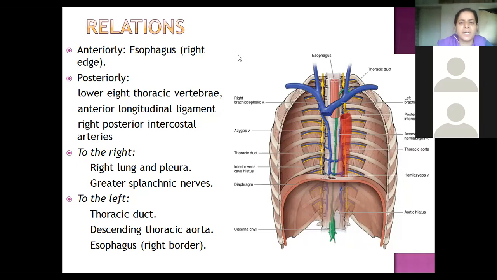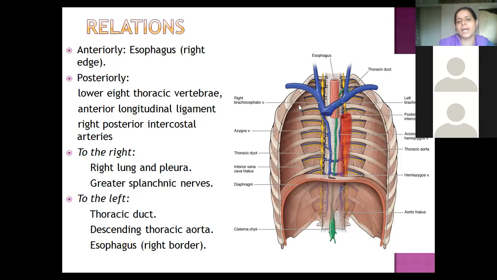So what are the various relations now? When you see the azygous system, in front, what are we finding? This tube you are finding, that is the esophagus. Posteriorly, that means if we remove this azygous system of veins, behind you are seeing the vertebrae. So which are these vertebrae? The lower 8 thoracic vertebrae. In front of the thoracic vertebrae, we will see one ligament. The name is the anterior longitudinal ligament.